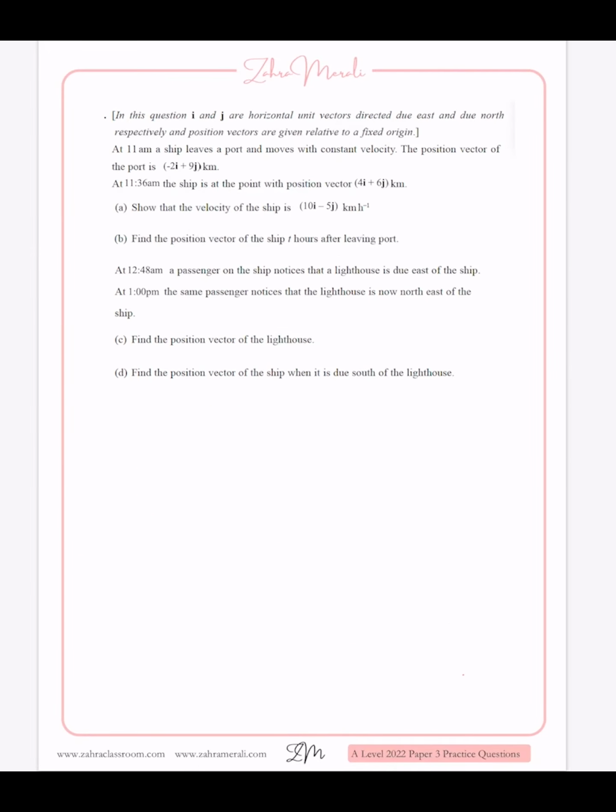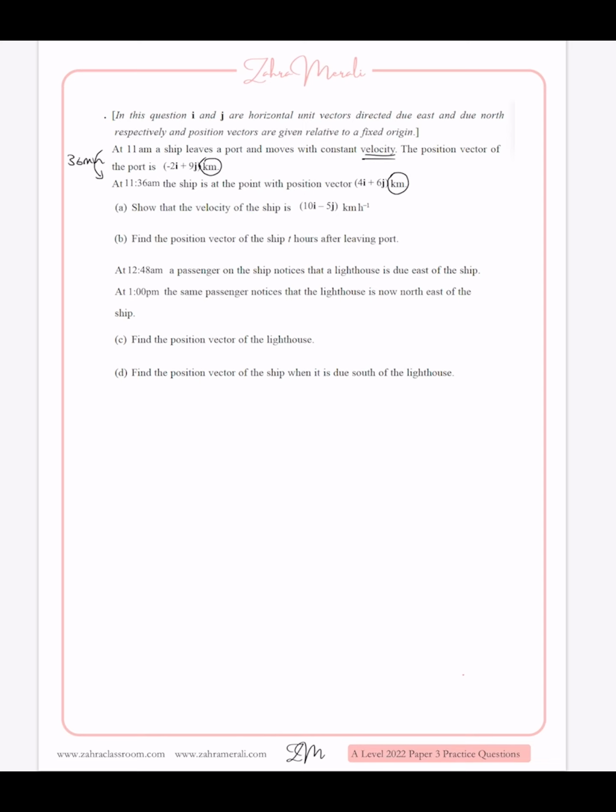Right, so in this question, we're looking at horizontal and vertical vectors. We've got due east and due north. At 11 a.m., a ship leaves the port and moves with constant velocity, so there's no acceleration there. And we've got to show what that velocity is, and you look at the units if you're unsure. We've got kilometers, so we know that's our displacement, and it's over 36 minutes.